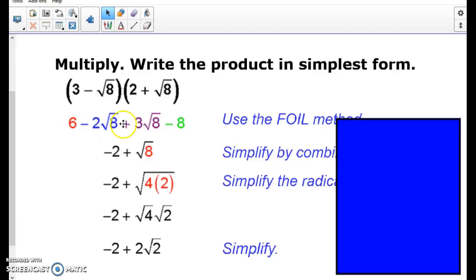So then I end up with 6 minus 8, which is that negative 2 there. And then negative 2 root 8 plus 3 root 8 is just going to give me a 1 root 8. Now I can break down root 8 into 4 and 2. And then we know the square root of 4 is 2. So I'm left with negative 2 plus 2 root 2.